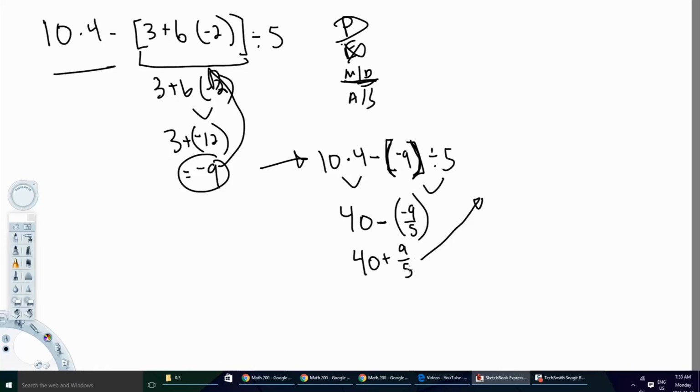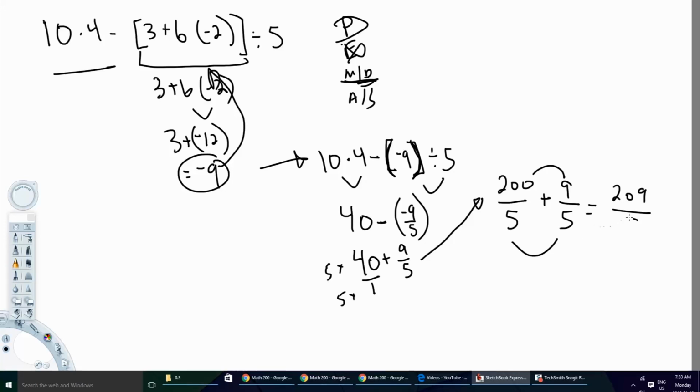So an easy way to do this, so 40 plus 9 over 5 is really 40 over 1. So if we multiply this by 5 and this by 5, I don't know if we're going to get the lowest common denominator, but we're going to get a common denominator. So let's do this. 5 times 40 equals 200 over 5 plus 9 over 5 equals, when we're adding and subtracting, you add or subtract the top, 209 over it, and the bottom stays the same, 5.